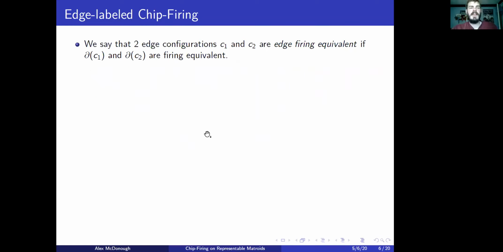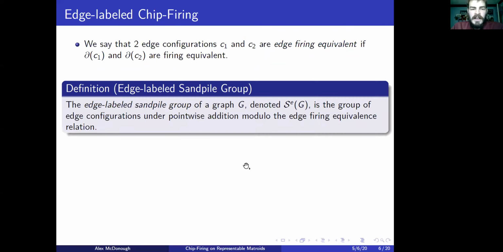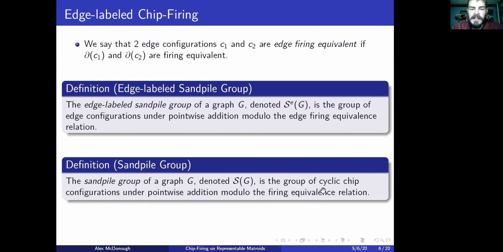So now we're going to say what edge firing equivalent means. Two edge configurations are edge firing equivalent if their boundaries are firing equivalent with respect to the chip firing equivalence relation. And then we can define the edge labeled sandpile group. This isn't really a real thing that people use, but this is something that I thought was helpful to define. This is the group of edge configurations under pointwise addition modulo the edge firing equivalence relation.